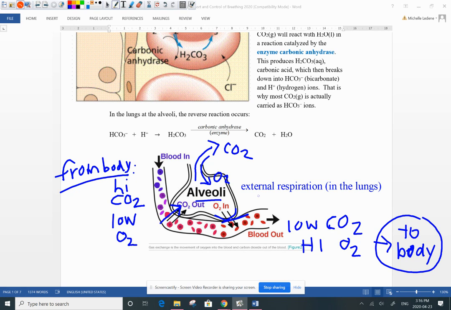They're highly oxygenated, and then they pass through the left ventricle and go out the aorta to the entire body, and you get lots of oxygen being sent to your body cells.